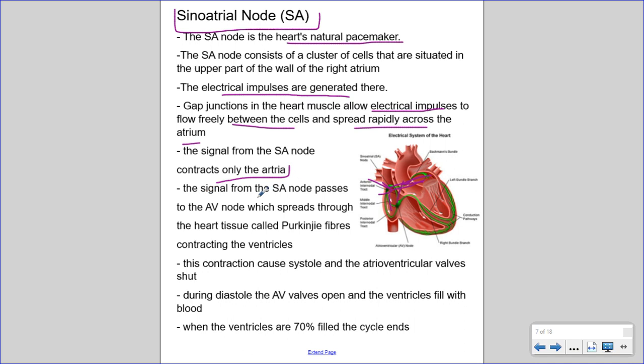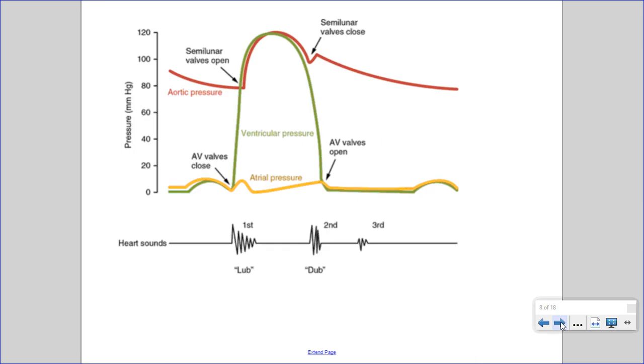The signal from the sinoatrial node also passes to the atrioventricular node, which then spreads through the heart tissue called Purkinje fibers, contracting the ventricles. This contraction will cause the systole and the atrioventricular valves to shut. During diastole, the atrioventricular valves will open and the ventricles fill with blood. When the ventricles are about 70% filled, then the cycle will end.